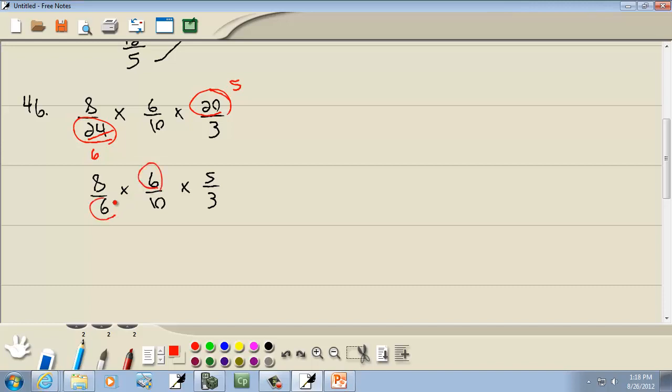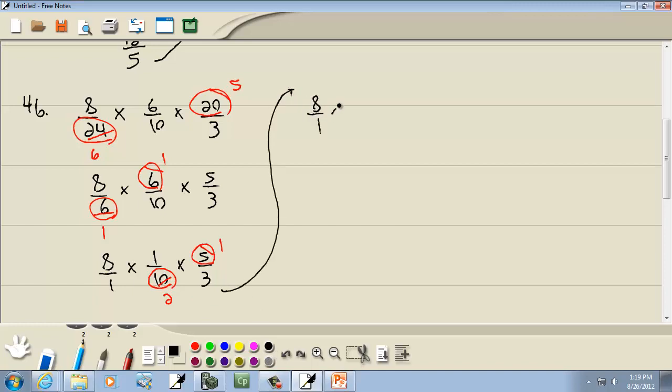Well, here's 6 and here's 6. Those are both divisible by 6. 6 divided by 6 is 1. 6 divided by 6 is 1. So we got 8 over 1 times 1 over 10 times 5 over 3. Well, here's a 10, here's a 5. They're both divisible by 5. 5 divided by 5 is 1. 10 divided by 5 is 2. So this becomes 8 over 1 times 1 over 2 times 1 over 3.